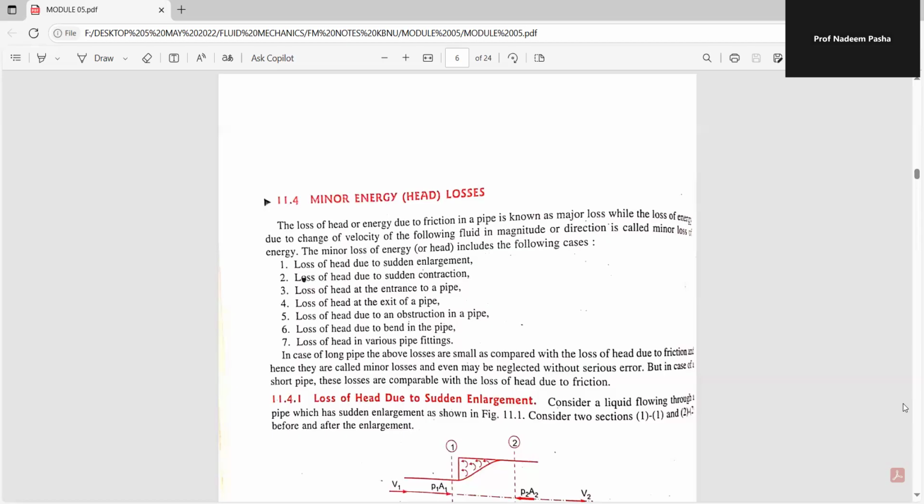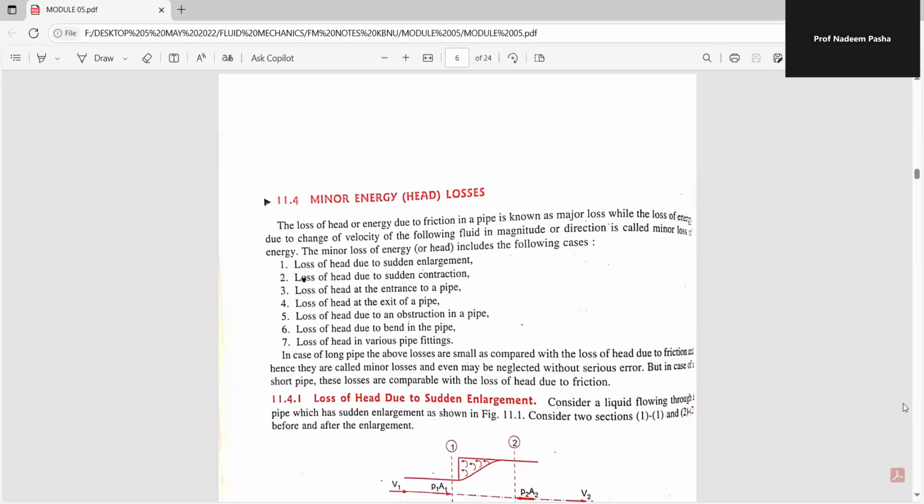Similarly, loss of head at the exit of the pipe. Suppose at the exit of the pipe there is loss of energy, then the type of loss is termed as loss of head at the exit of the pipe. Next, loss of head due to obstruction in the pipe. If in the pipe there is any unwanted material like dust or stones, due to that also there is a loss of energy. This type of loss is termed as loss of head due to obstruction in pipe.